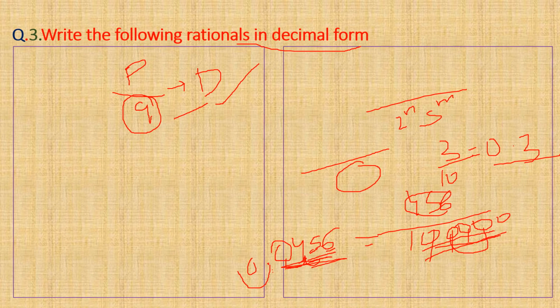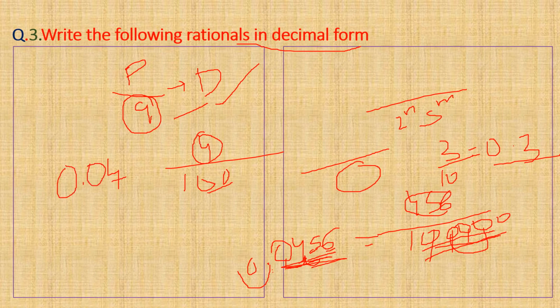Suppose I gave 4 by 100. First I told you to write the numerator as it is. I will write 4 as it is. Here you have 2 zeros, so for another digit I will put 0 only.